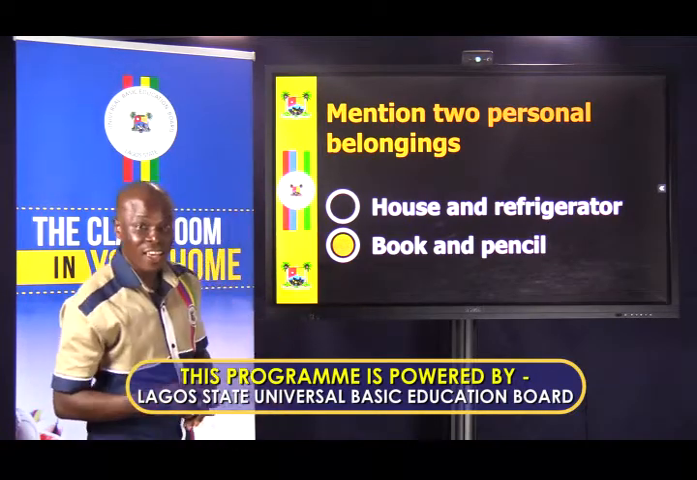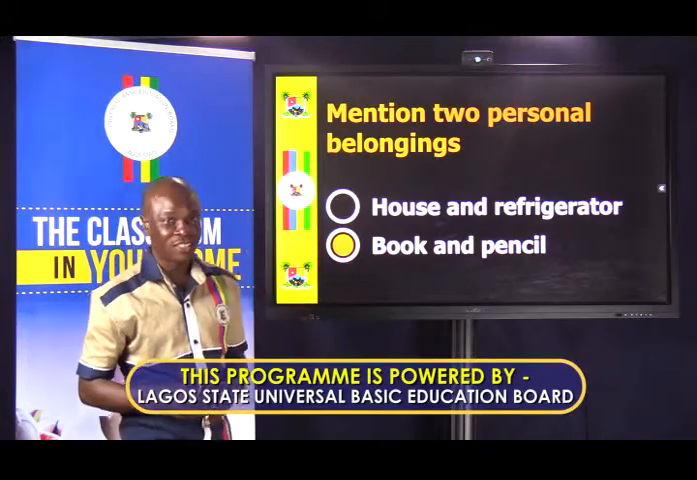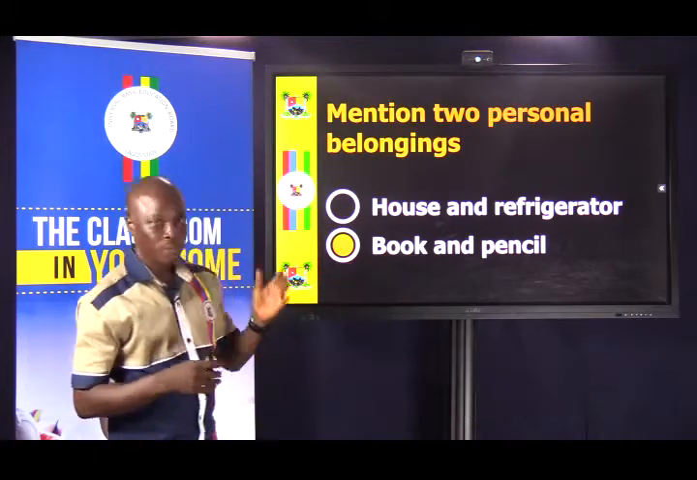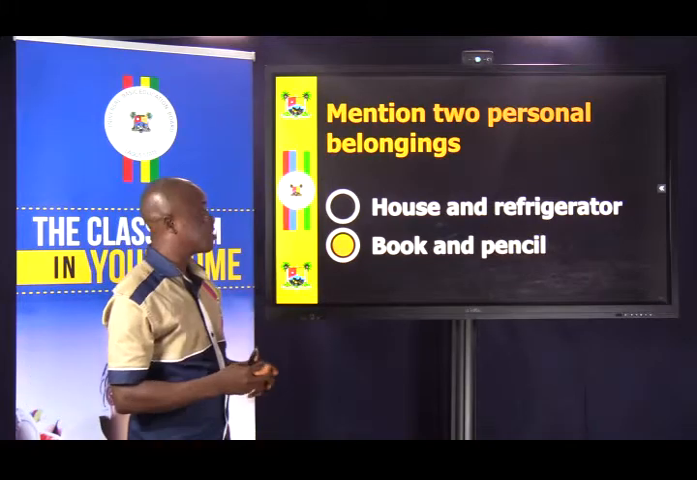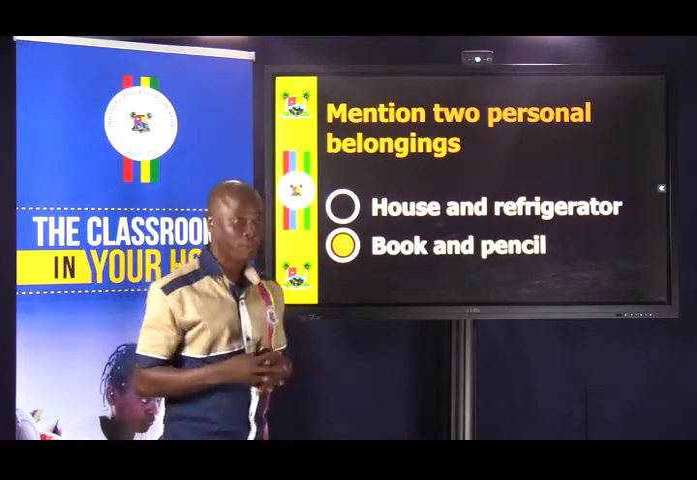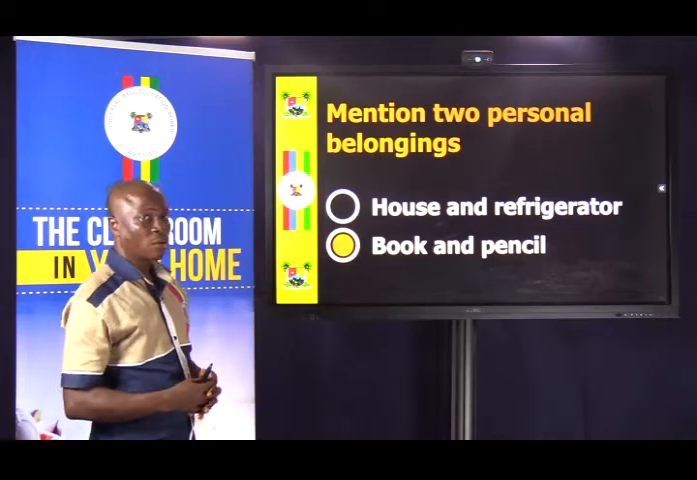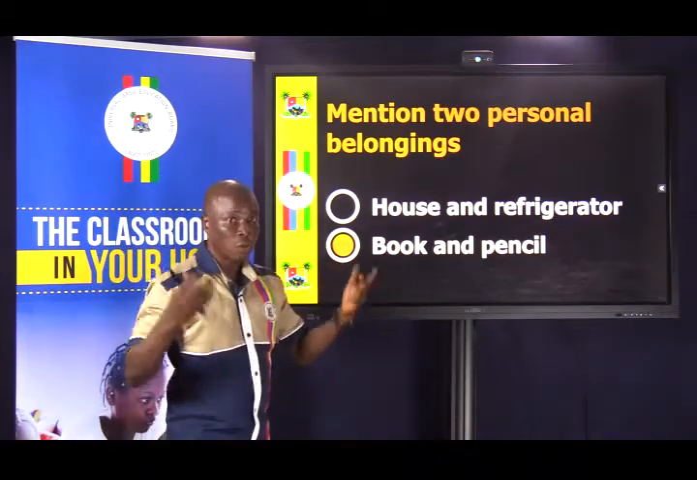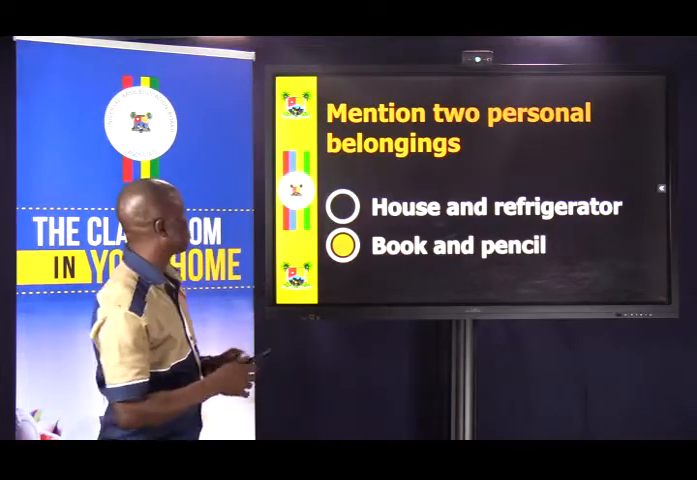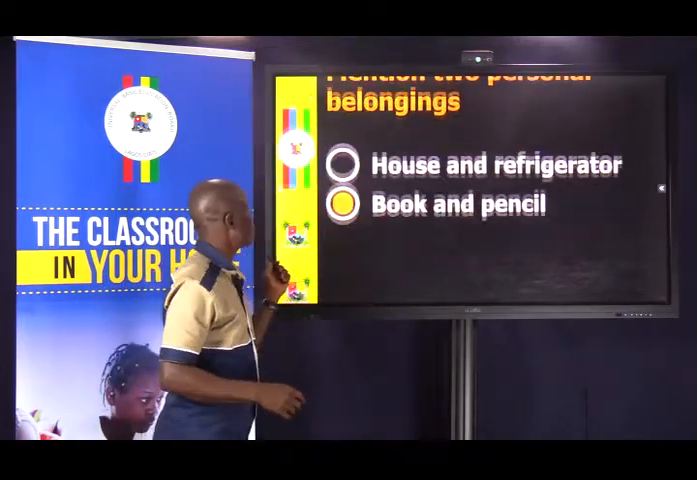Let's see the correct answer. The correct answer here is book and pencil. They are your personal belongings. House and refrigerators are not personal belongings. You can see that they cannot be carried about, but your book and your pencil can be carried about. Good job.